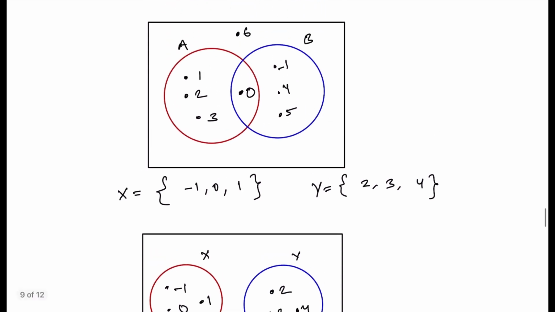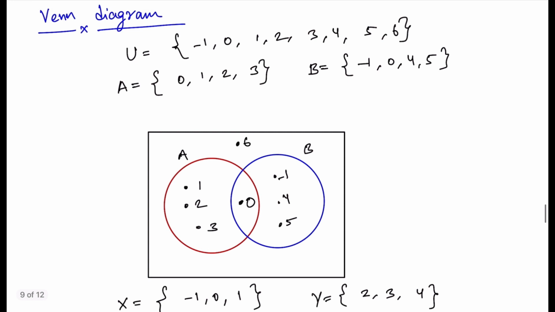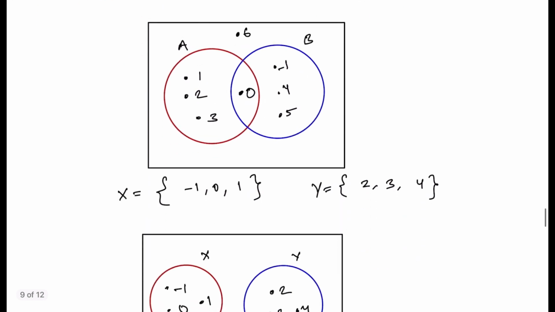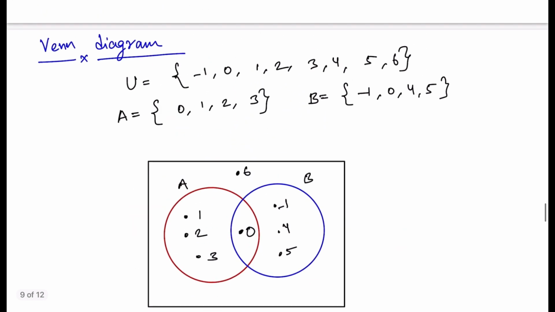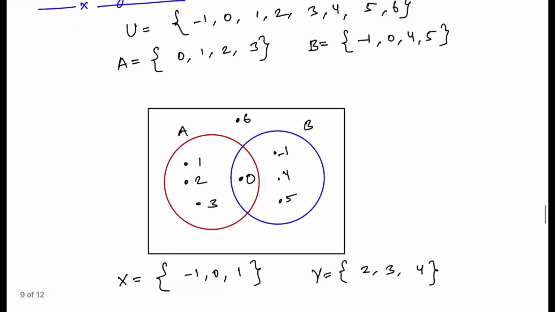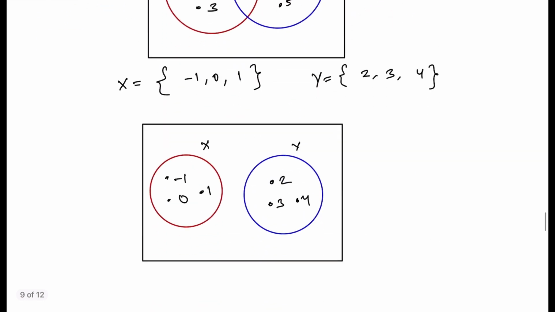Okay, there are some remaining elements. What are the remaining elements? Minus 1, 0, 1, 2, 3, 4 are used, so 5 and 6 are the remaining elements from the universal set. Those will be outside the regions of x and y. 5, 6. And this is how we draw the Venn diagram.